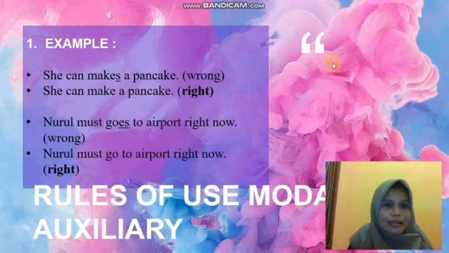As well as the example before, "Nurul must goes to airport right now" and "Nurul must go to airport right now." The first is the wrong example because the verb go is added es, so it doesn't fill the rules. So the right example is "Nurul must go to airport right now." The verb go without es.